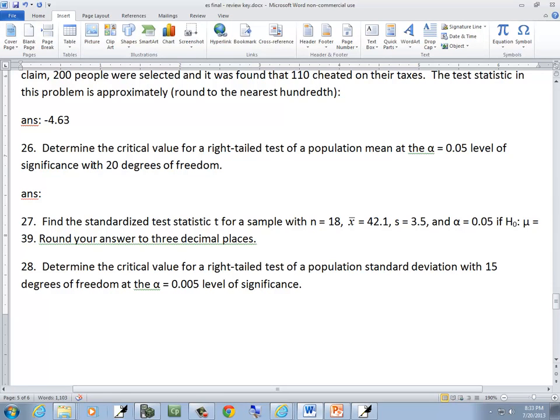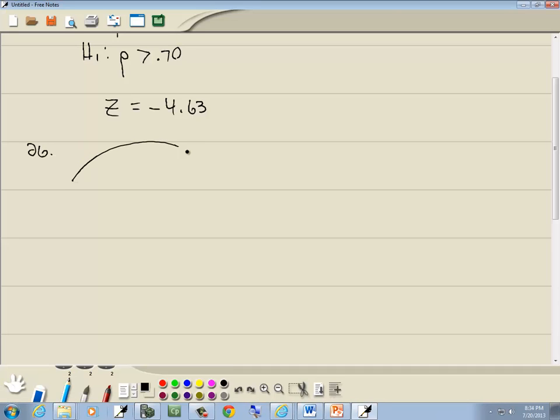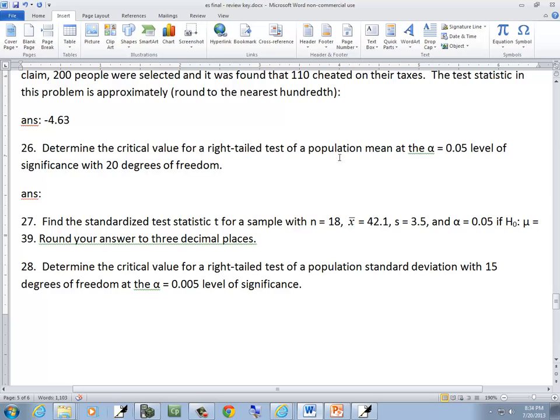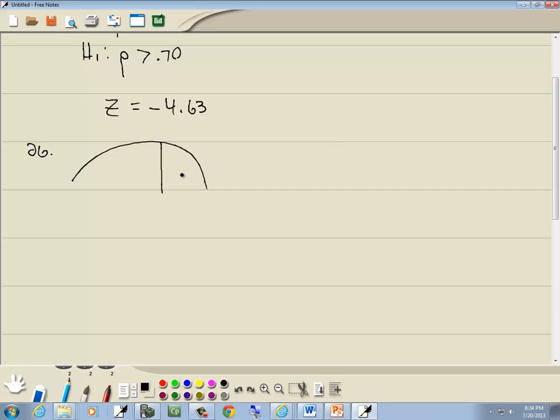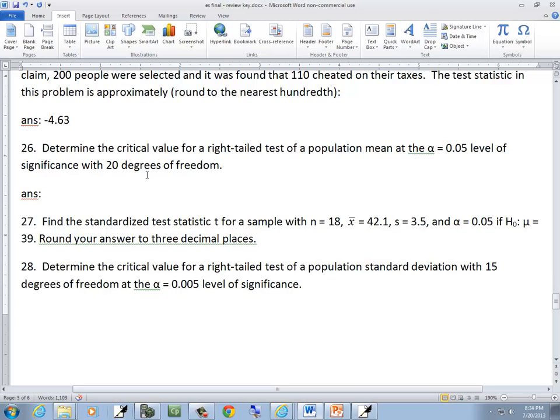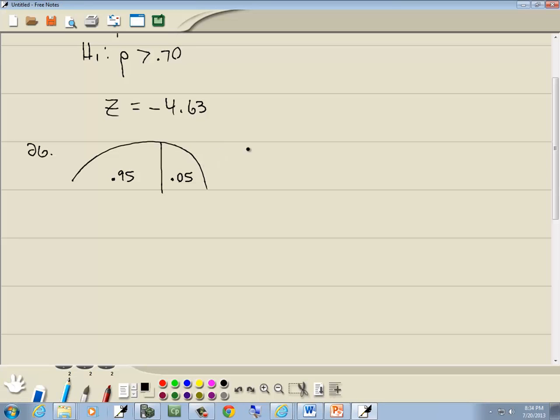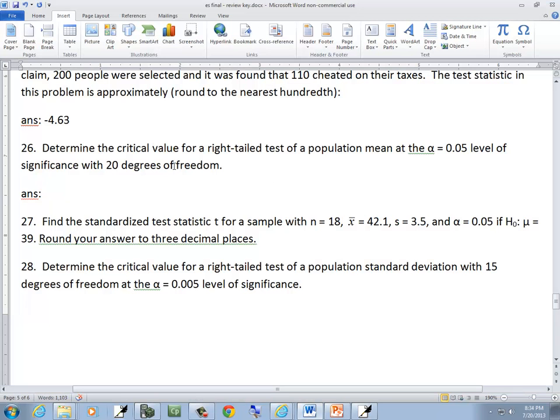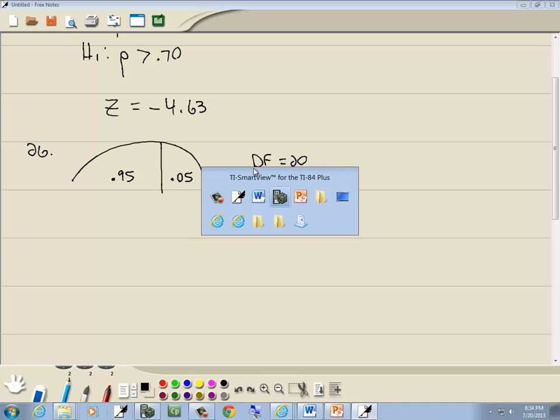What are we talking about? Right-tailed. Okay, so we got a right tail, like that. At alpha is equal to 0.05. Now we always split up our alpha into our tails. We only have one tail, so we put the entire 5% there. And I put 95% in there. 20 degrees of freedom, so df is equal to 20. And determine the critical value. Well, we have to look at the t-distribution table.